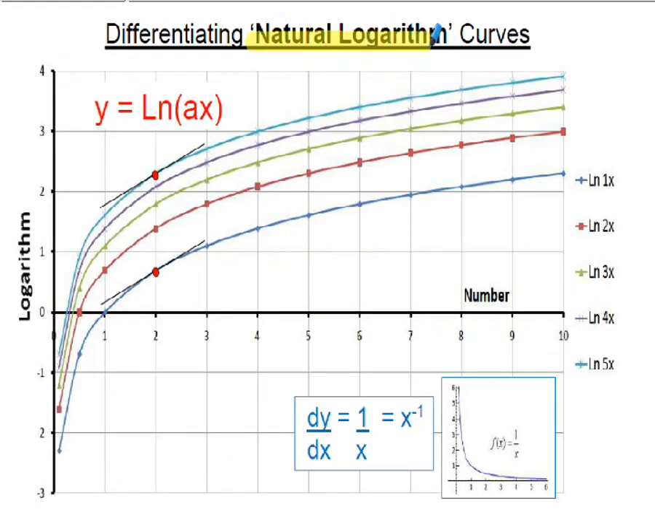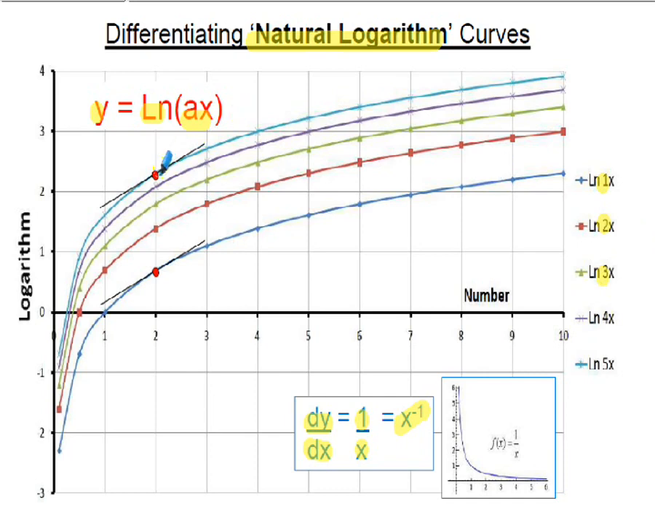Differentiating a natural logarithm curve. What I've drawn here is various values of y is equal to ln, natural logarithm, of a times x. Now we're given that the differential coefficient dy by dx for y equals ln ax is actually 1 upon x, or x to the minus 1. So what that means is that for any value of a, a is 1 here for ln x, a is 2 for ln 2x, 3 for ln 3x, and so on, for any value of ln ax, the solution is always x to the minus 1.